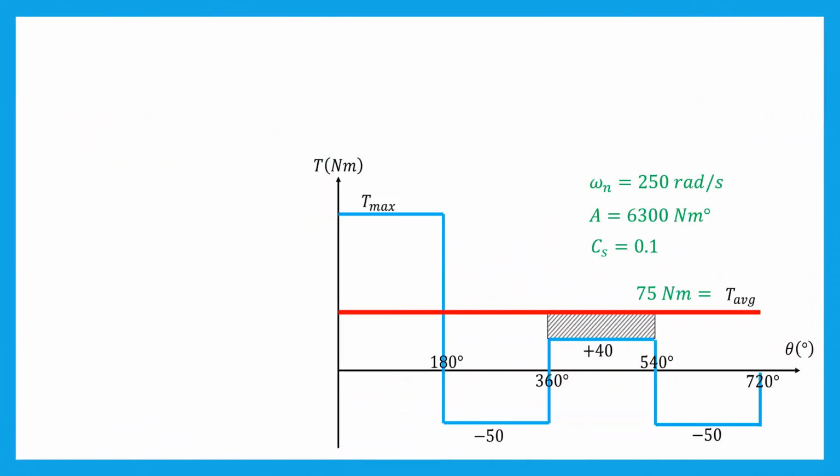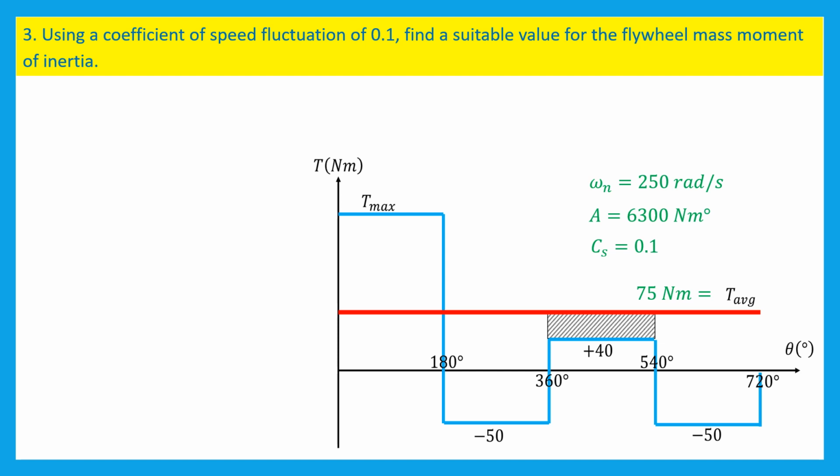In this third question, we are asked to consider a speed fluctuation coefficient of 0.1, and find a suitable value of the flywheel's mass moment of inertia. Let's first recall that the maximum torque, calculated in the second question, is equal to 360 Newton-meters. The mass moment of inertia of the flywheel is given by W divided by CS omega n square. CS is the speed fluctuation coefficient and is equal to 0.1. Omega n is the nominal speed of the flywheel, here equal to 250 radians per second.